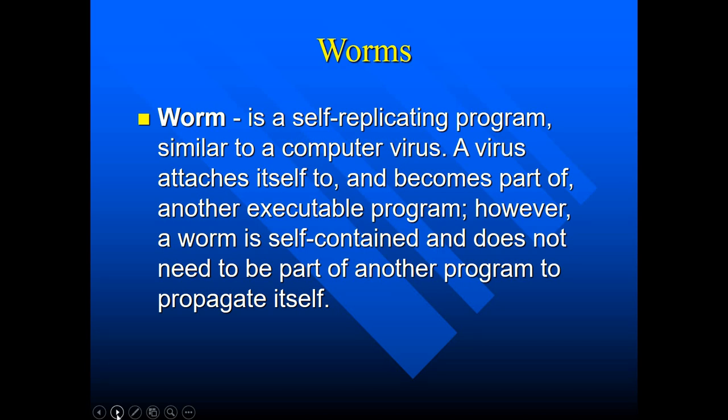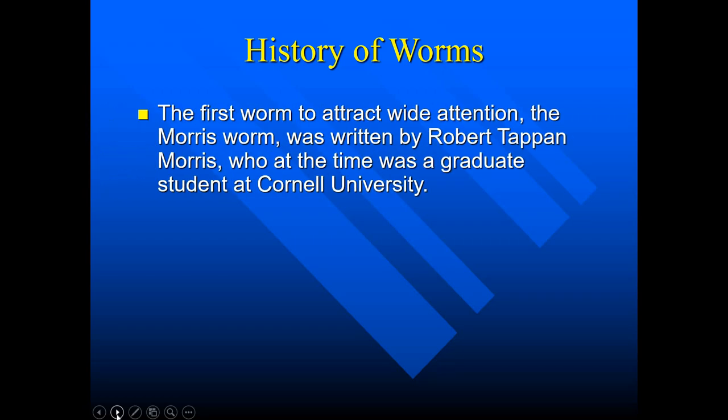We'll see about worms. A worm is a self-replicating program similar to a computer virus. A virus attaches itself to and becomes part of another executable program. However, a worm is self-contained and doesn't need to be part of another program to propagate itself. We see the history of worms.